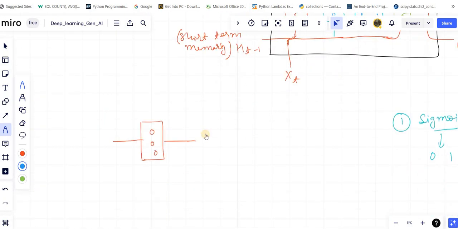So let's see this. Here is, let us suppose, a normal neural network. The reason why RNN or LSTM were needed when we already had ANN, artificial neural network, is this. Let's suppose the sentence is, my name is Ved.